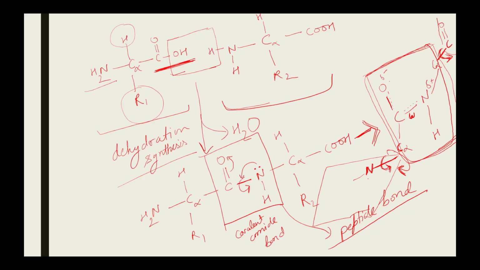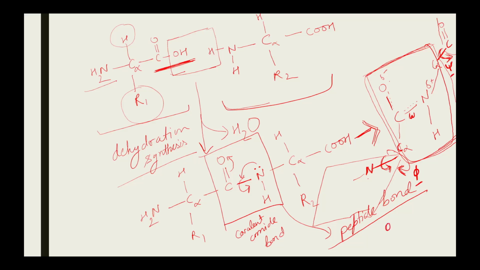Okay, so the dihedral angles that are formed between these two: the one around the C alpha and the C is called psi dihedral angle, and here the angle is phi. This is the phi dihedral angle, this is the psi dihedral angle. So these two angle rotations are possible.